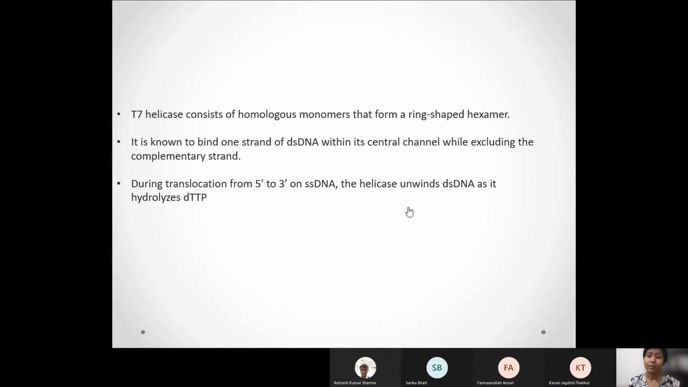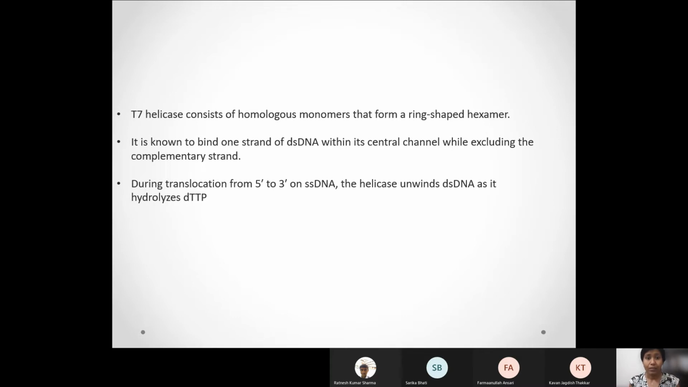So this T7 has its own ligase, has its own helicase. This is a T7 helicase, and T7 helicase does a translocation from the 5' end to the 3' end on single-stranded DNA. And it utilizes the energy of hydrolysis of, sorry, this is not D, this has to be double strand, this has to be TTP. So it utilizes the energy of hydrolysis of thymine triphosphate. And with this, it causes the separation of the two strands of DNA.